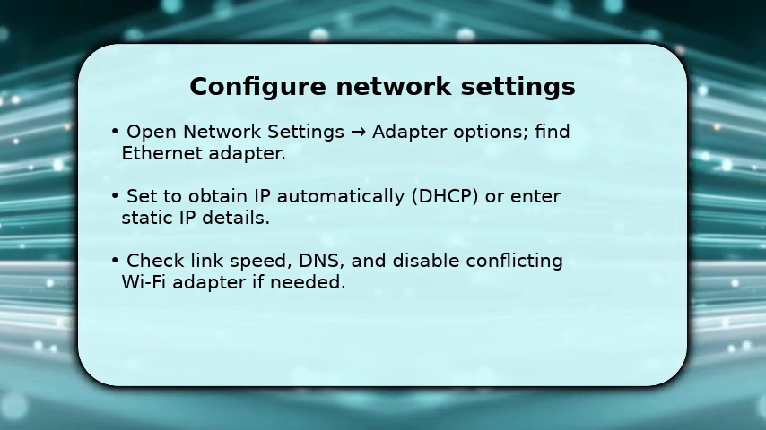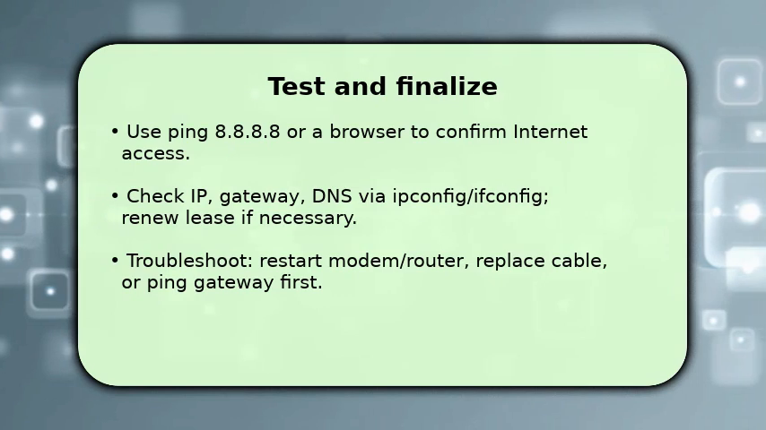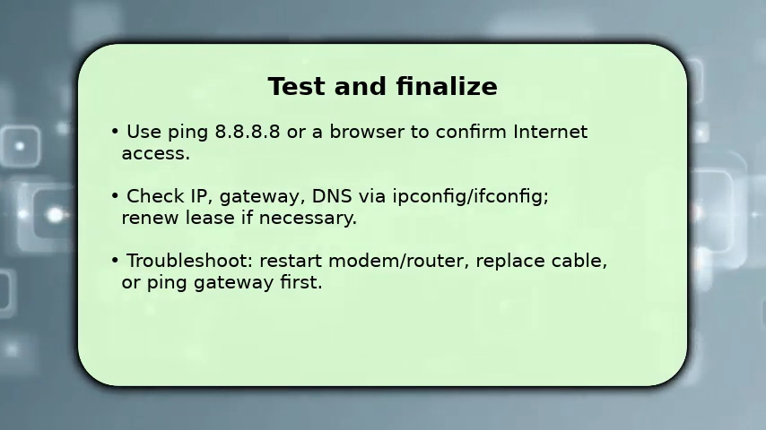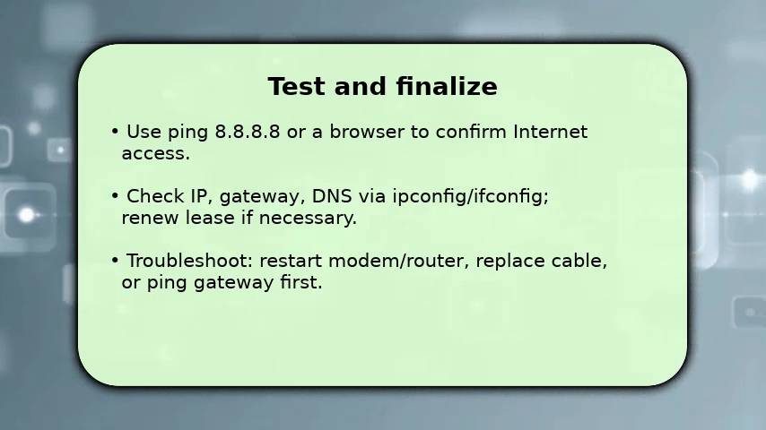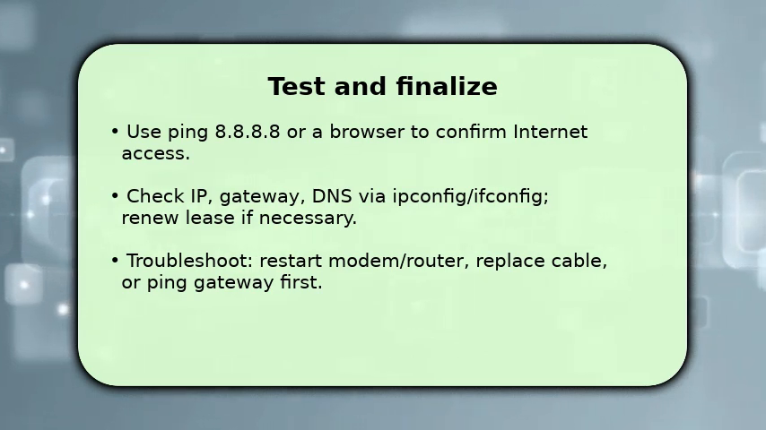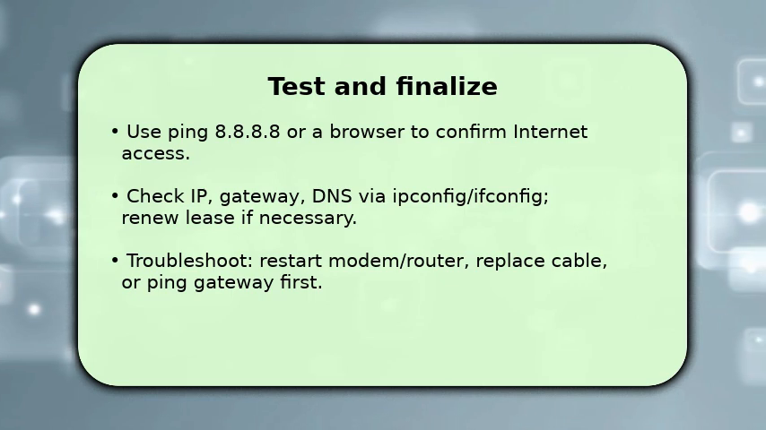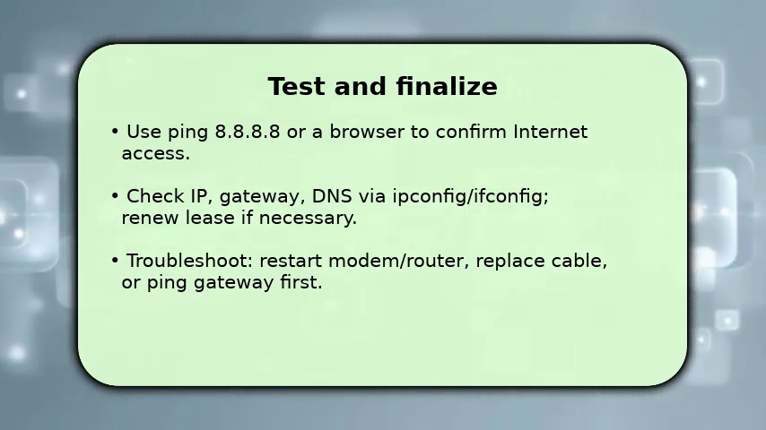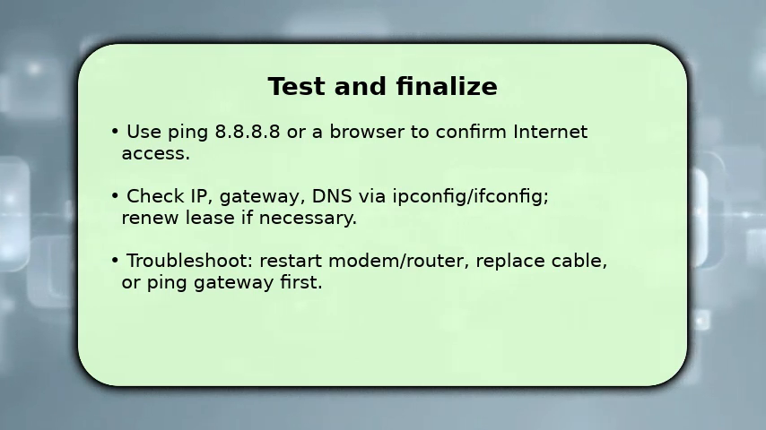You finish by validating connectivity and addressing common failures. Begin with a ping to 8.8.8.8 or open a website. Success proves outbound routing and DNS. If it fails, check ipconfig or ifconfig for assigned IP, gateway, and DNS entries, renew the lease or set proper static values. Make sure the gateway responds by pinging it first.